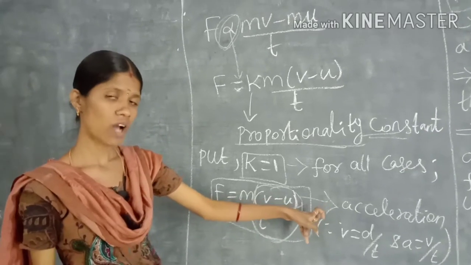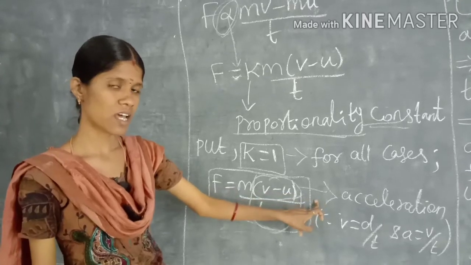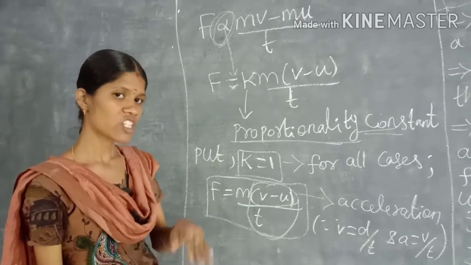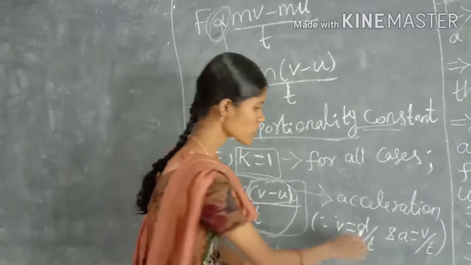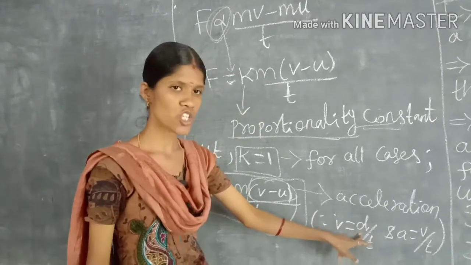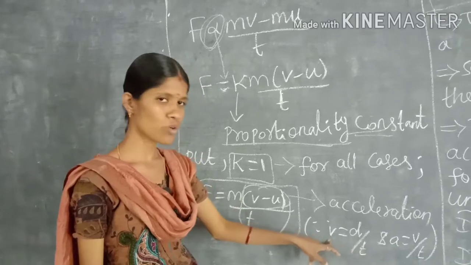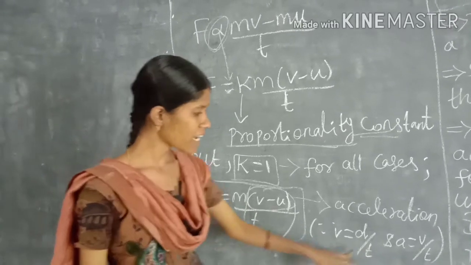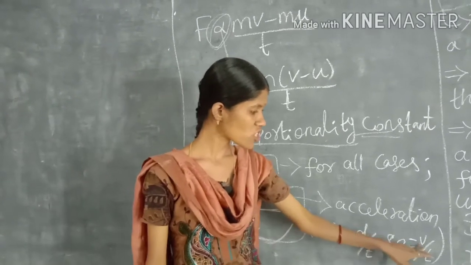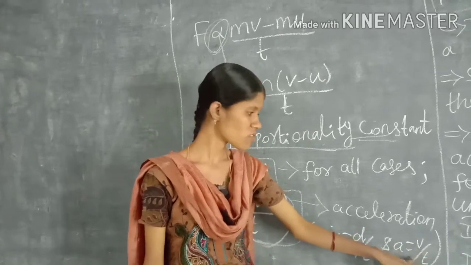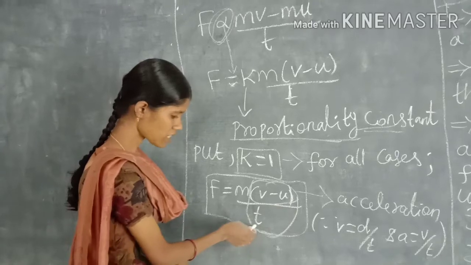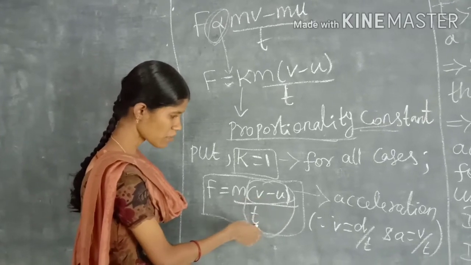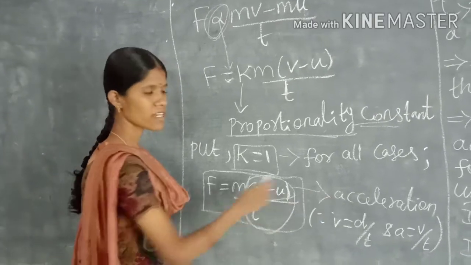You already studied this in your 9th standard class. What is meant by velocity? Velocity is nothing but the change in distance, or change in displacement, by time. And acceleration is nothing but change in velocity by time. So this is the velocity term and this is the time term. So change in velocity by time is the acceleration term here.